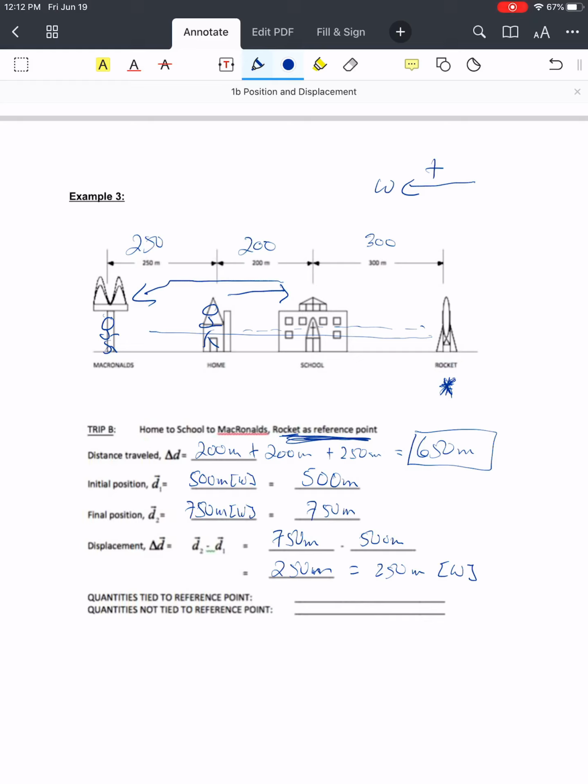Okay, so in general now, which quantities are tied to the reference point? Well, we have position and we have displacement, because displacement depends on position. Which quantities are not tied to the reference point? And that's distance. No arrow, no vector quantity.